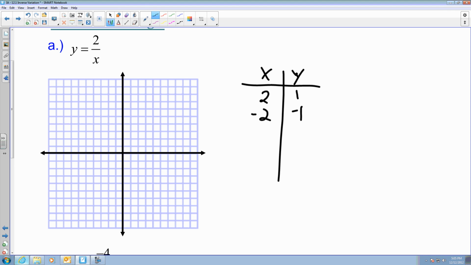Now I also want my x to be 1 and my x to be negative 1, so then my y would be 2 and negative 2. And I'm going to plot these points. So I got (2, 1), (negative 2, negative 1), (1, 2), and (negative 1, negative 2). So these are going to help me draw my graph.